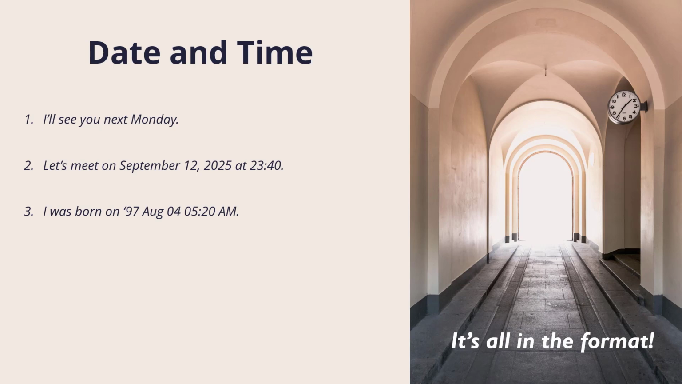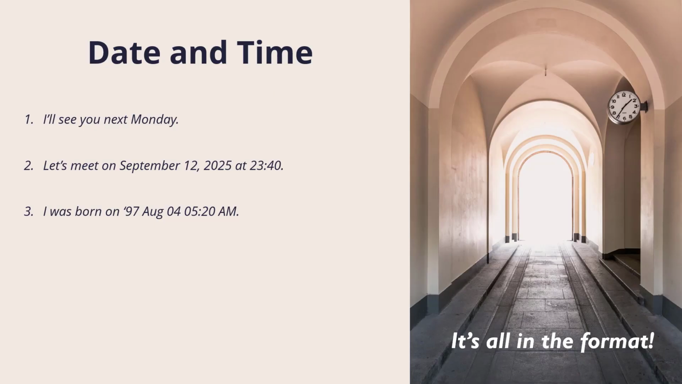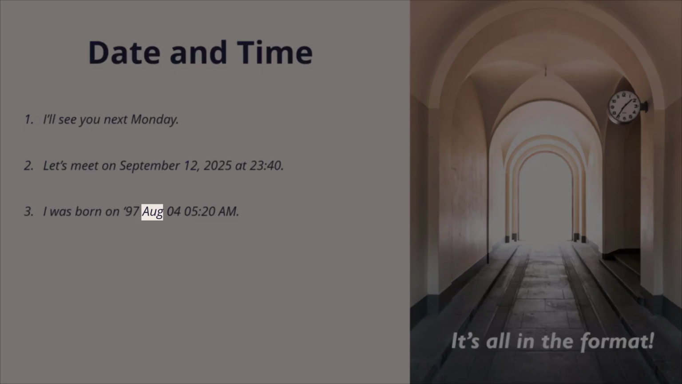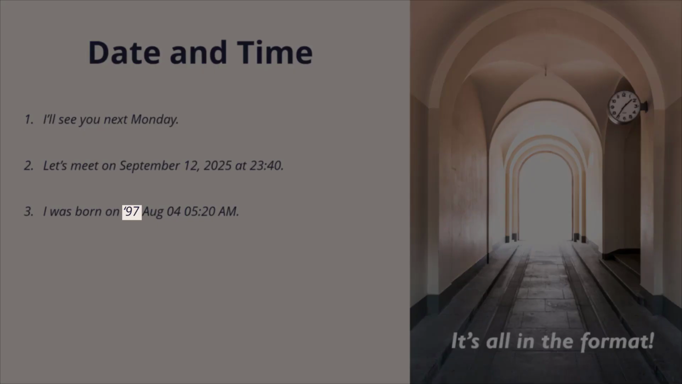Look more closely. There are some subtle differences. In statement number 2, the month September is spelled out in full, whereas in statement number 3, August is abbreviated to AUG. Also, notice the difference in the representation of the year. In statement number 3, the year is represented using 2 digits only instead of the complete 4 digits.